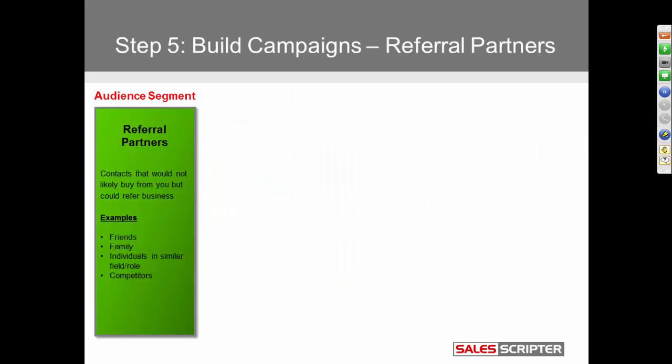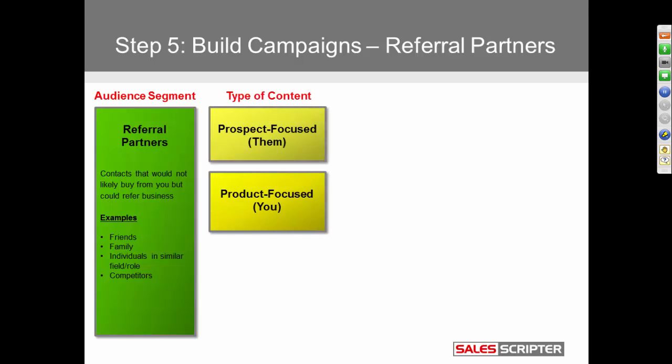The last category is referral partners. Again, these are friends and family. These could also be other industry vendors, so maybe somebody who does something different than what we do, but sells to the same people. We need to continue to communicate to these people, remind them that we're out there and what we do, and stay fresh in their mind so that they can refer business to us.